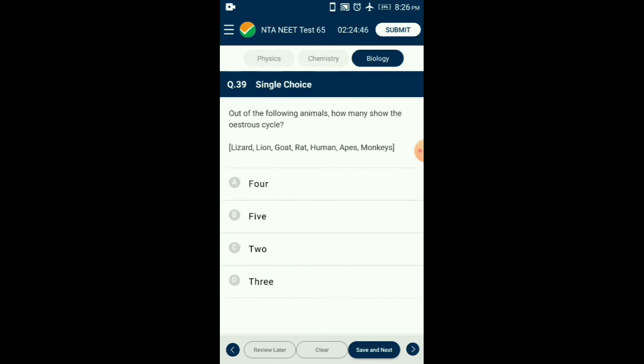Question number 39. Out of the following animals, how many show the estrous cycle? Here some animal names are given. Lion, goat and rat show estrous cycle. Lizard is oviparous. Human, apes and monkeys show menstrual cycle. So the answer for this question is option D. From the given animals, three animals are showing estrous cycle.